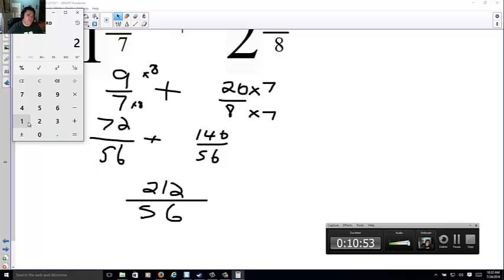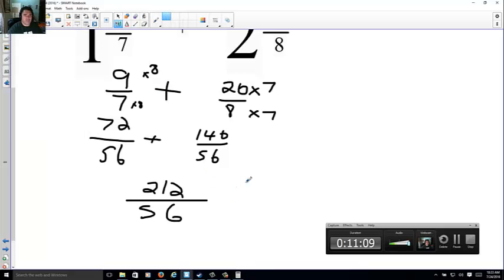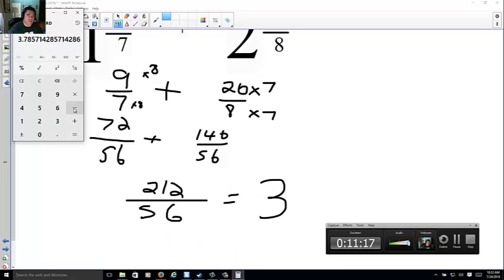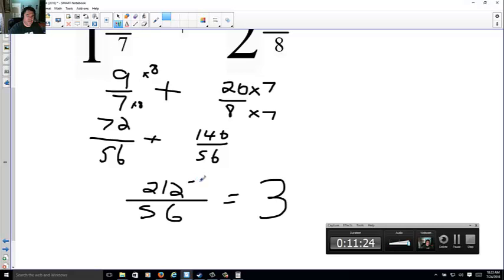So let's take 212 divided by 56. Good grief. Okay. I get 3.785, blah, blah, blah. All I care about, the first number is 3. So all I'm going to do is take a 3 and put equals 3. 3 times 56. So what you're going to do is, clear that, take 3 times 56 is 168. So, just take 212 minus 168.